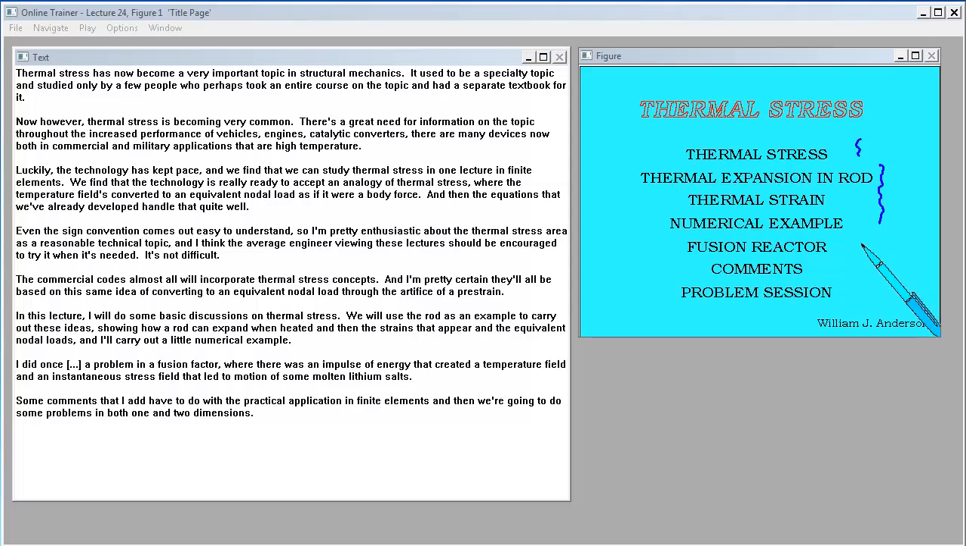I did once a problem in a fusion reactor where there was an impulse of energy that created a temperature field and an instantaneous stress field that led to motion of some molten lithium salts. Some comments that I add have to do with the practical application in finite elements, and then we're going to do some problems in both 1 and 2 dimensions.